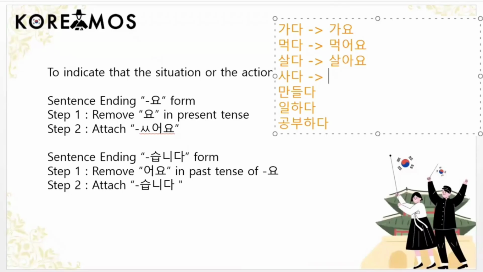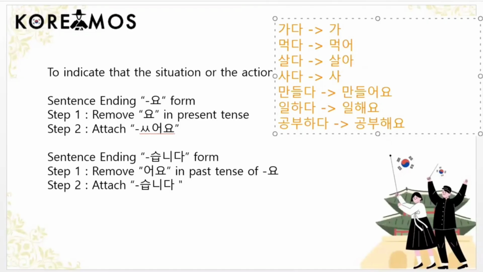사다 is 사요, good. 만들다 is 만들어요. Sorry, 만들어요. And 일하다 is 일해요. 공부하다, 공부해요. Good. Here, to change into past tense, it's really easy. First, let's remove all yo here.